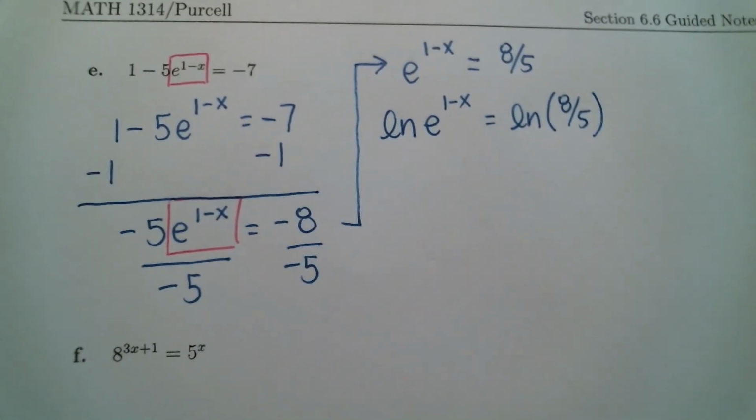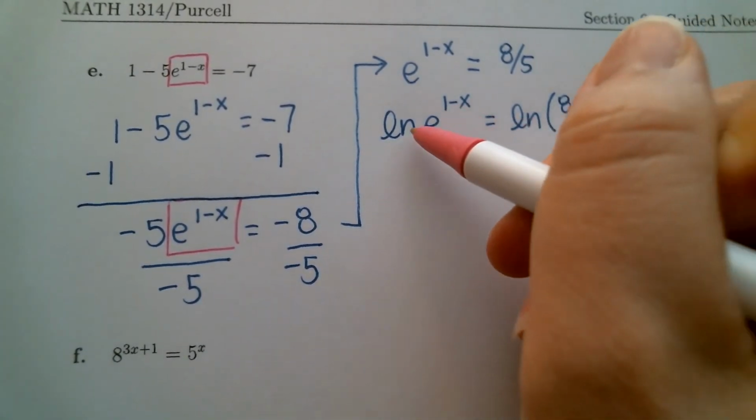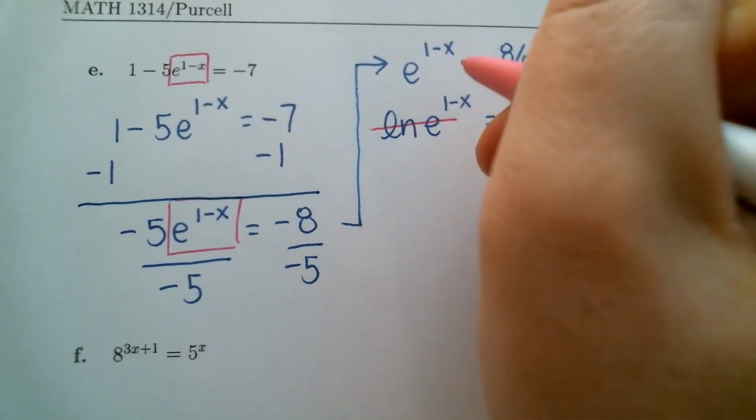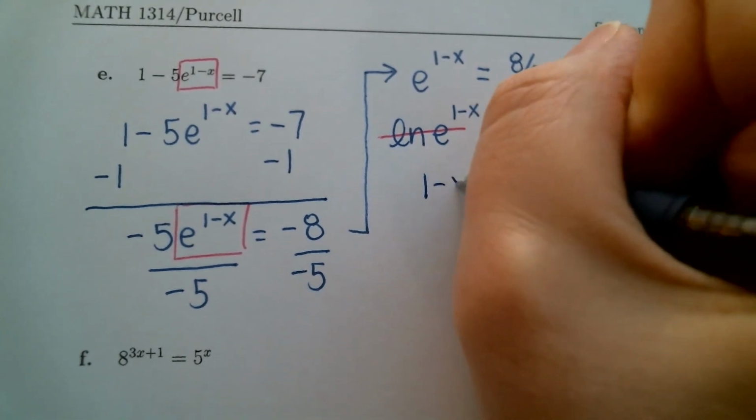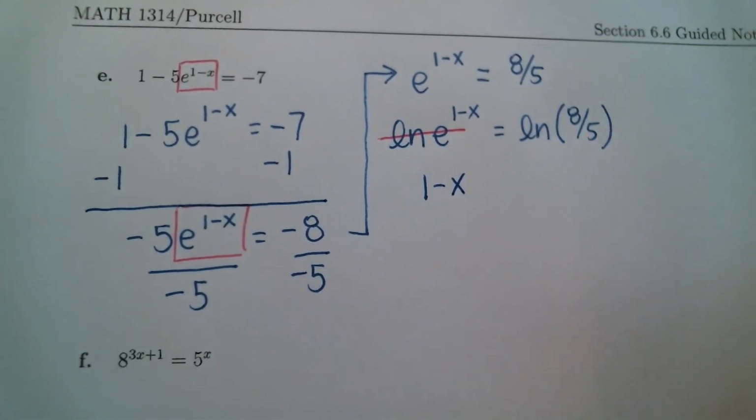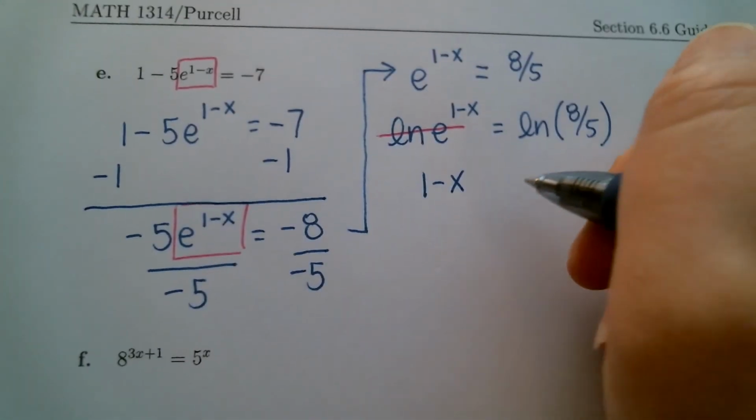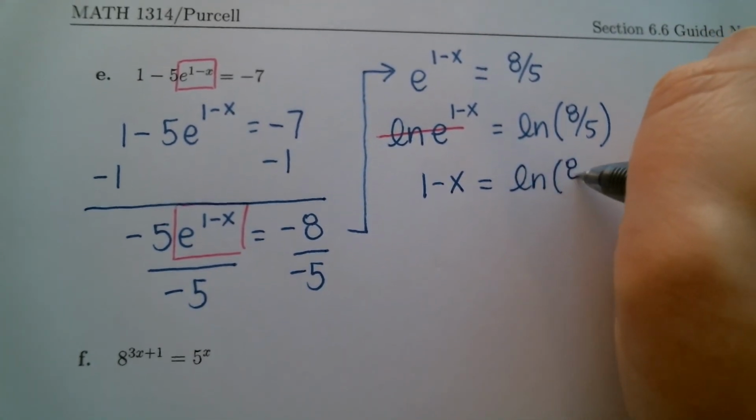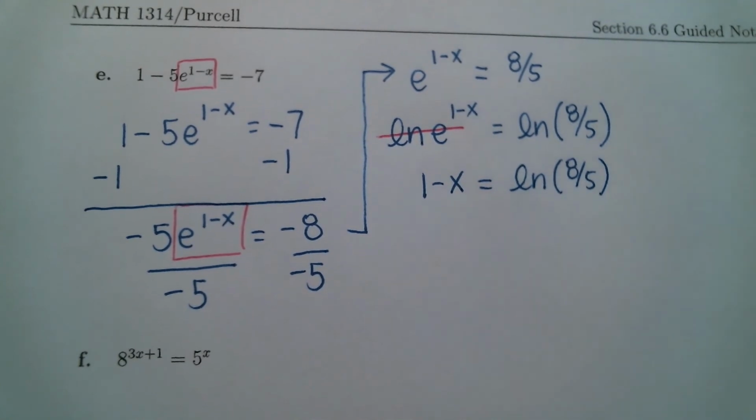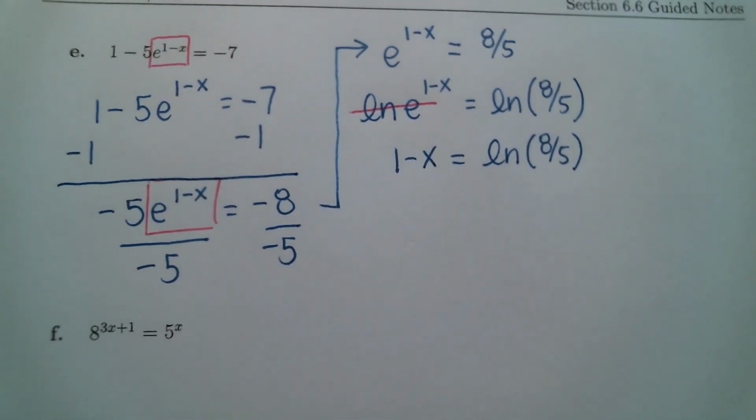So again, what happens here? ln and e are inverses of each other, and so since they're side by side, they cancel out. And the power will come down, 1 minus x. The x is out of the power, so that's great news. The natural log did not go away on the right side, so you have to keep it. So the right side is the natural log of the fraction 8/5. It is going to be some crazy decimal.